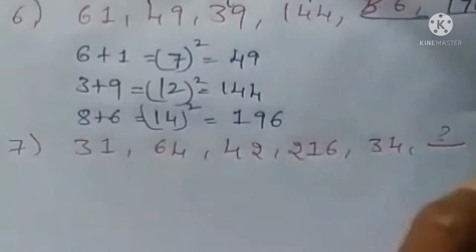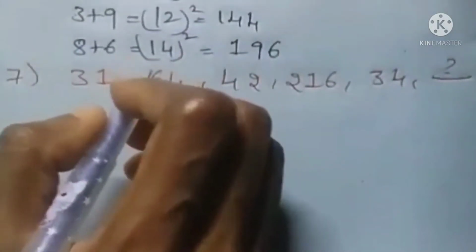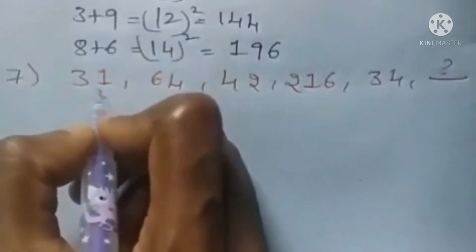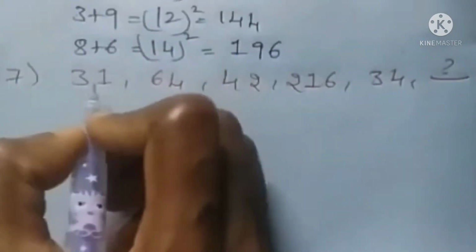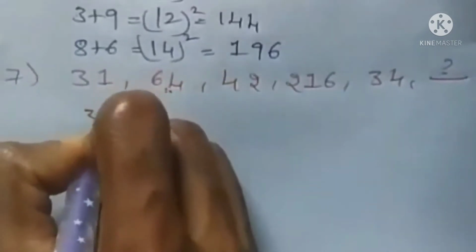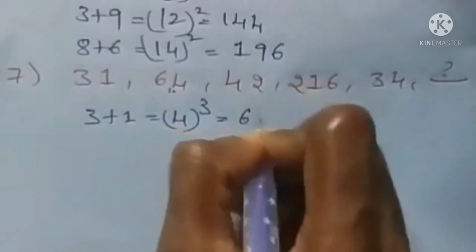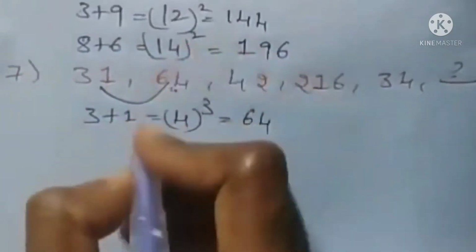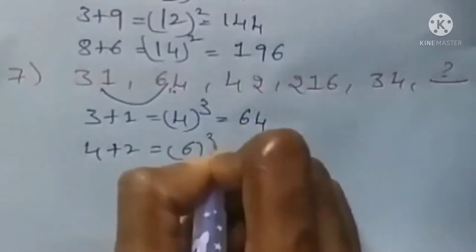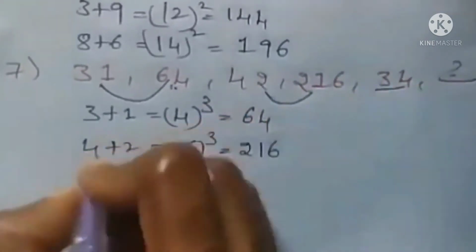And next, our seventh question is 31, 64, 42, 216, 34. So, now, find it this one. 3 plus 1, which is equals to how much? 4. Now, but the answer is 64, right? So, 3 plus 1, which is 4, and 4 cube is equals to 64. First one is finished. Next one, 4 plus 2, 6. 6 cube is equals to 216.